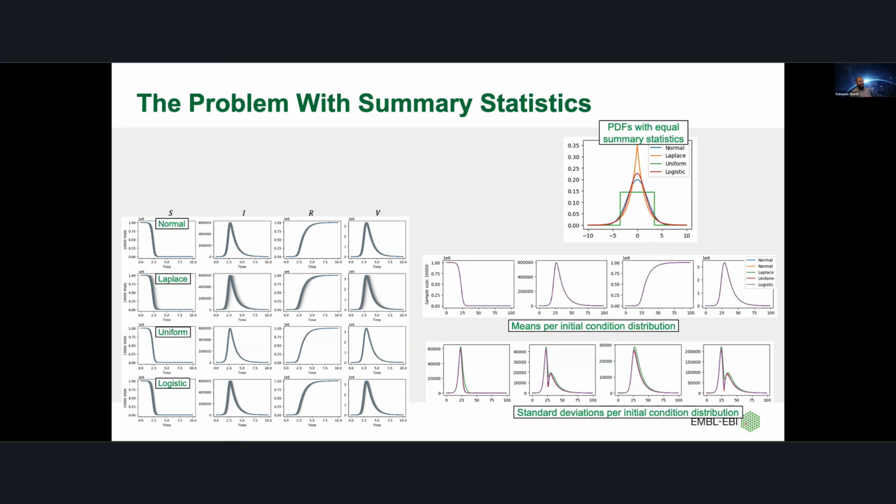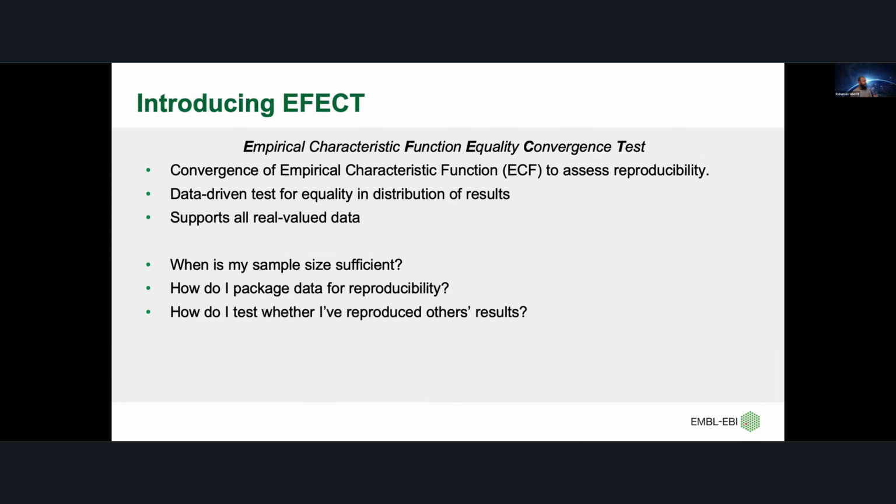So you need a more clever way to compare these two stochastic simulations and see if they are indeed reproducible. And it's not just reproducibility, you need something more than that to find if you're sampling enough. We came up with this new approach called EFFECT, which is empirical characteristic function equality convergence test. It compares the ECF, empirical characteristic function, between two distributions and checks if these are indeed the same.